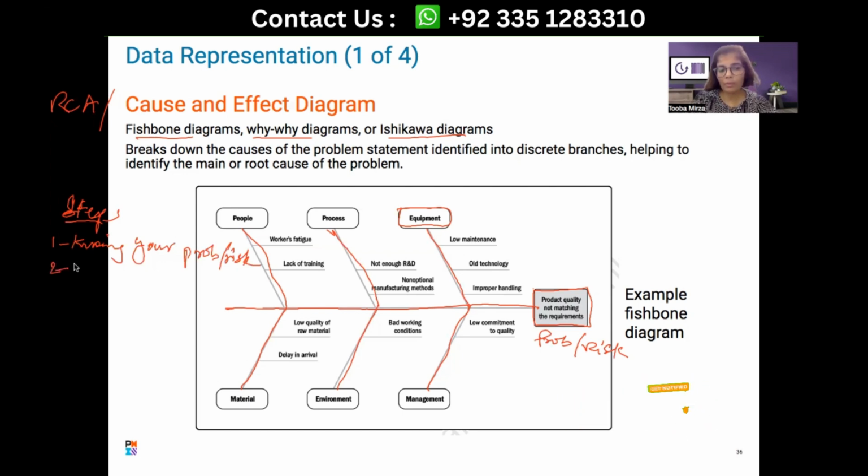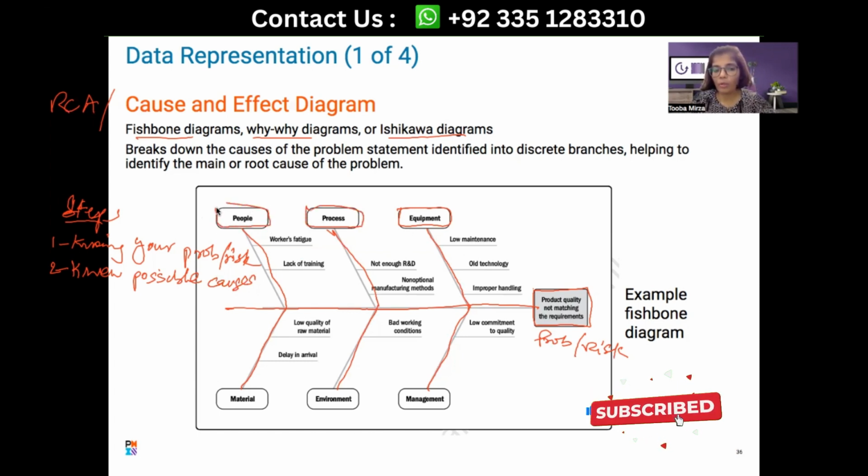The number two step is know possible causes. It's not the real cause. First, possible causes, and then it converts to the real cause. So know the possible cause. The product quality not meeting the expectations or the requirement of quality can be due to a variety of reasons. It can be people, it can be process, it can be management, it can be product, material, equipment, right? It can be other reasons as well.